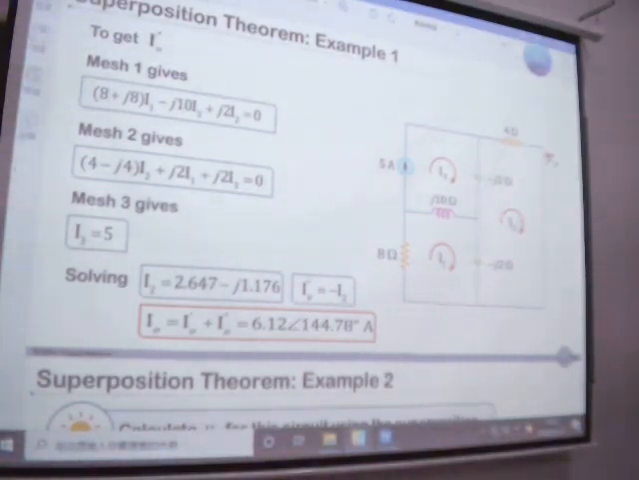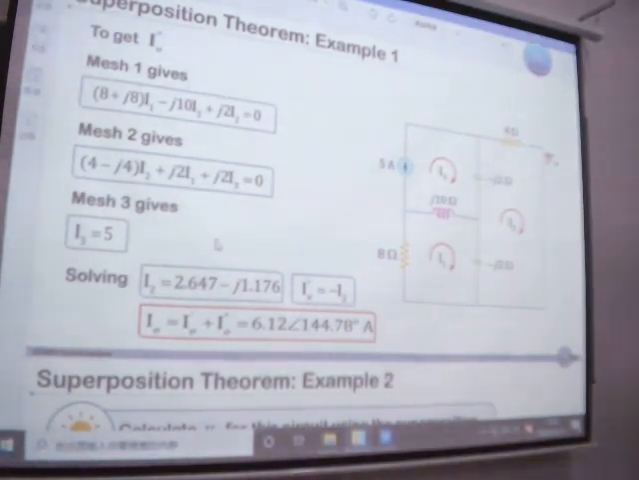For loop 2, we start from here, okay? It should be (I2 minus I3) times minus 2J. Then we go here, it's I2 times 4, right? And then go here, and go here, right? So it should be 2I2 plus (I2 minus I1) times minus 2J equal to 0. Then we get two equations, one for loop 1, one for loop 2, and another for loop 3, I3 equal to 5. Then, 3 equations to solve the I1, I2, I3 variables, and we can get the values.